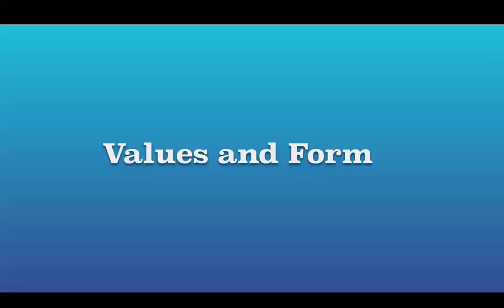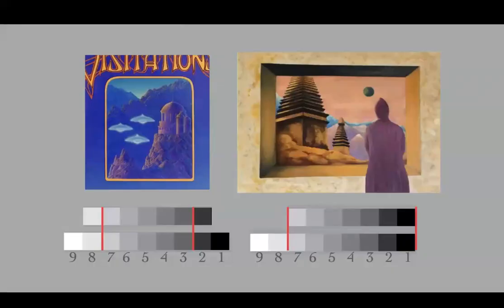First we'll look at values and form. We notice that the painting on the Celestial Visitations cover on the left uses a smaller range of values. The full value scales are at the bottom. I use several different value scales. Sometimes I use 1 through 10, sometimes 1 through 9. The lower number is the darker color; in this case, number 1 is black, and the higher number 9 is white. So we're looking at the portion of that value scale used in each of these paintings.